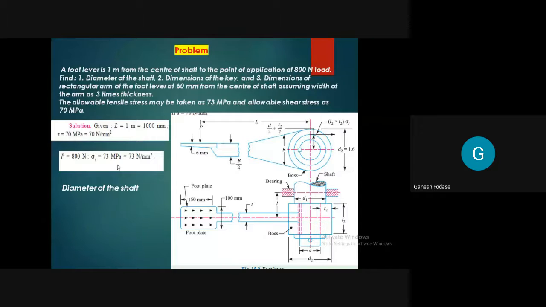So which formula? How to find out? Can anyone tell me? T is equal to pi divided by 16 into tau into d cube. Okay, so write it. Firstly, we find out, sir, T. T is equal to capital P into capital L. That's okay. Means we need to find out the twisting moment.